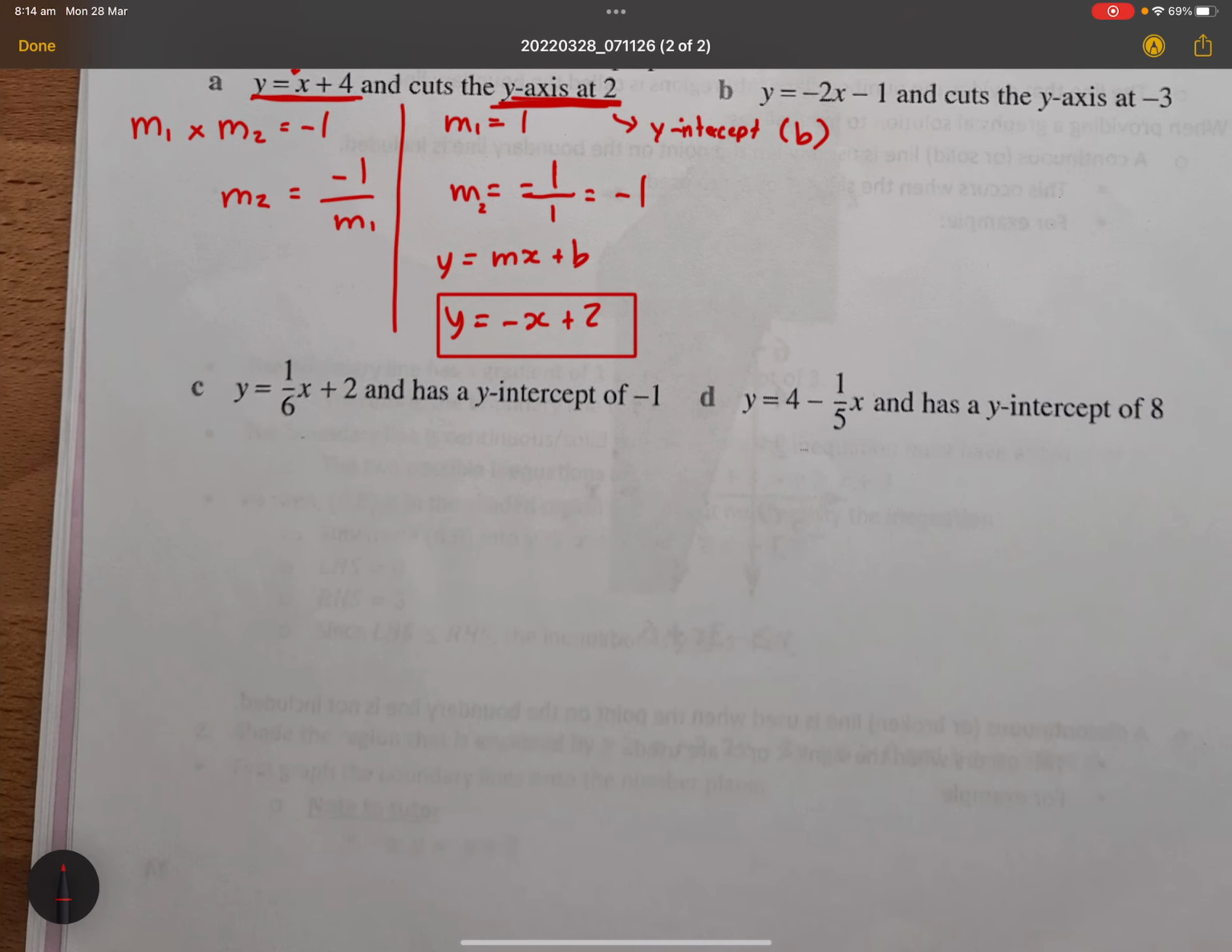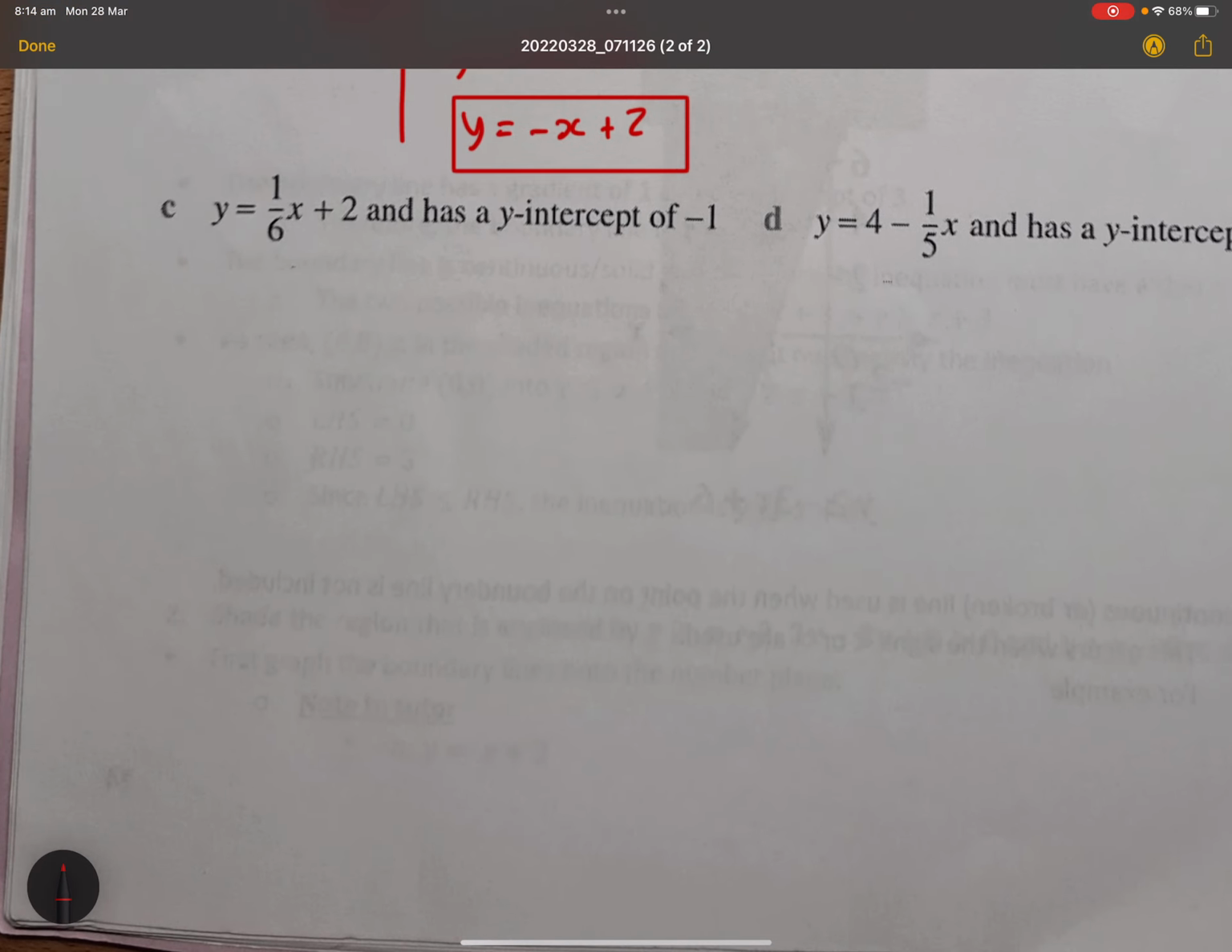Let's look at question C. Let's do another one. It says it has to be perpendicular to this equation. So let's find out what the gradient of this equation is. The gradient m1 is equal to what? 1 over 6. It's the coefficient of x. In this case, it's positive 1 over 6. So m2 has to equal -1 over m1, and that is equal to -1 over 1 over 6.